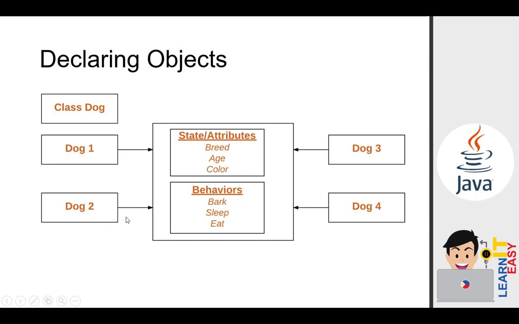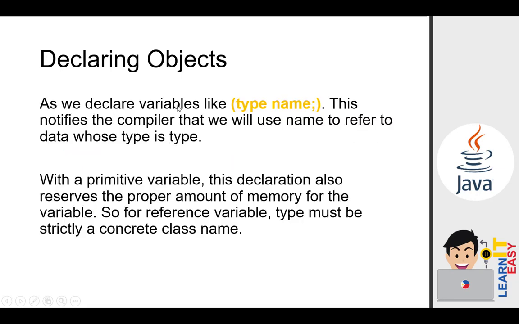So, every instance na gagawin mo, magkakaroon sila ng sariling kopya ng states at attributes at sa kanilang sariling kopya ng mga behaviors. As we declare variables, for example, diba, ilalagay natin yung type o yung data type and then yung pangalan ng variable. This notifies the compiler that we will use name to refer to data whose type is type. So, kapag nagdi-declare tayo ng typical na variable, for example, ng int x, yung format is type o yung data type, then followed by yung name.